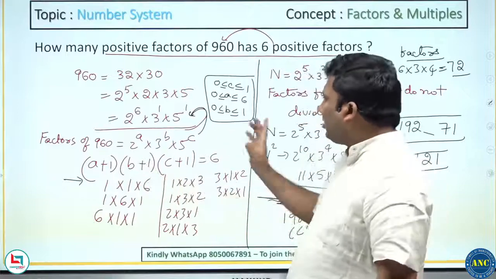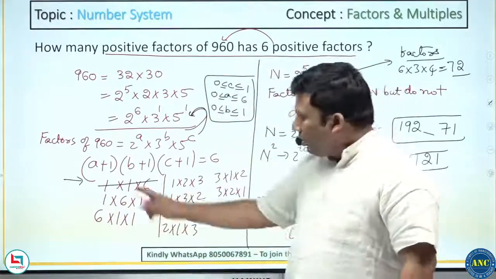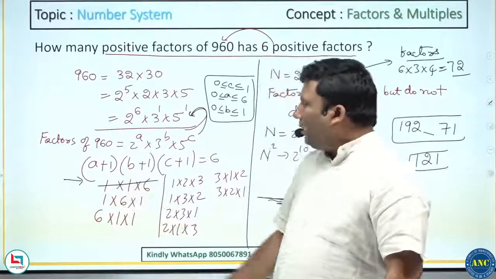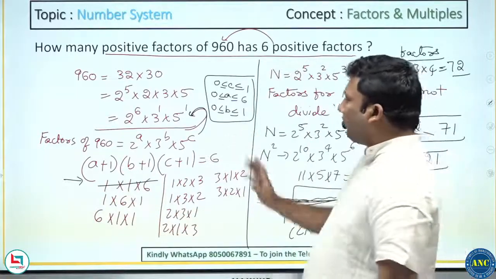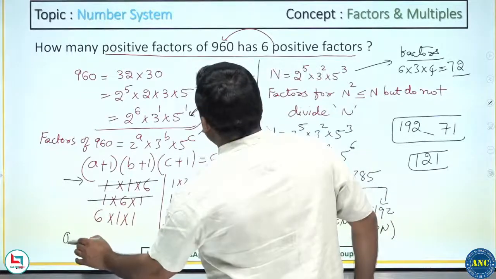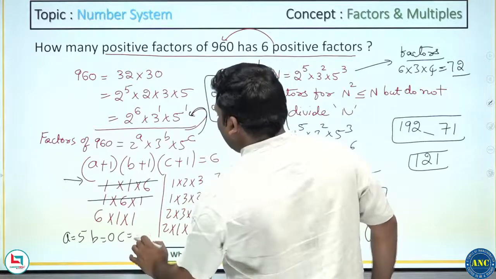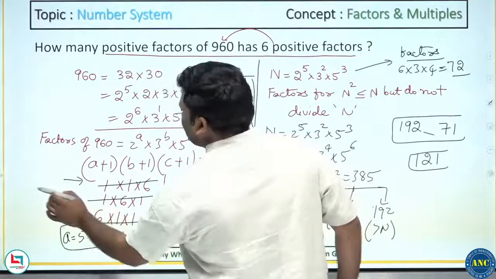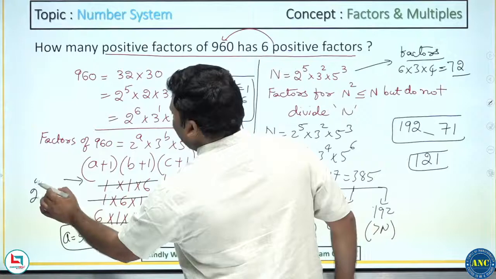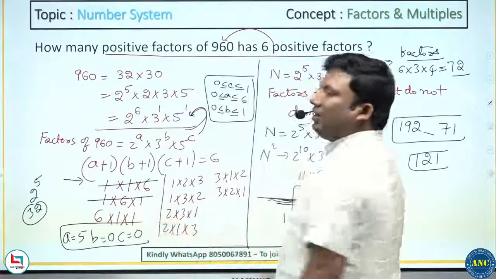A plus 1 is 1, A value 0, B plus 1 is 1, B value 0, C plus 1 is 6, C value 5. This case is not possible. A plus 1 is 6, A value 5, possible. B value 0, C value 0 possible. Answer is 2 power 5, which is 32. It is one number which is a factor of 960.